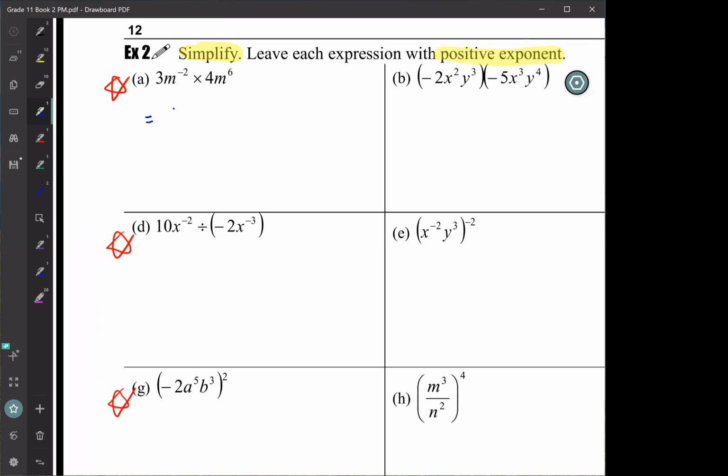Is it like 3 over m squared? Okay, let me write it down. 3 over m squared, times 4m to the power 6. Okay, and then can we do anything more? You can multiply 3 by 4. So 12m to the power 6 over m squared. Anything else we can do? And then subtract m squared from m to the power 6. So 12m to the power 4.